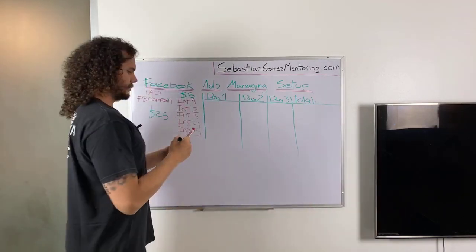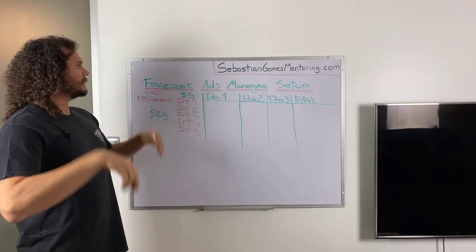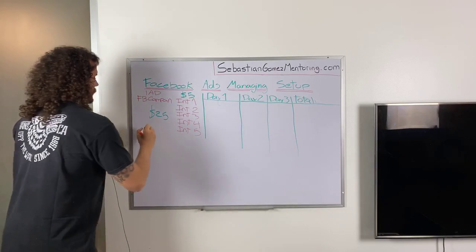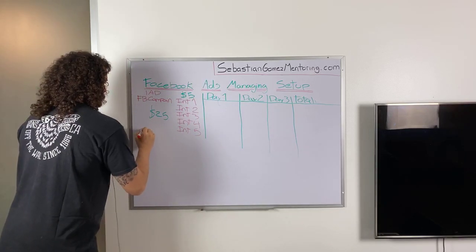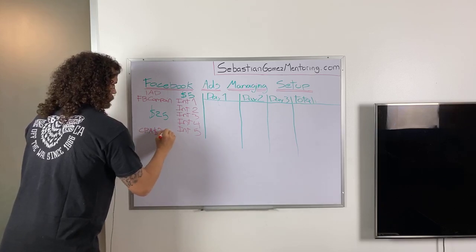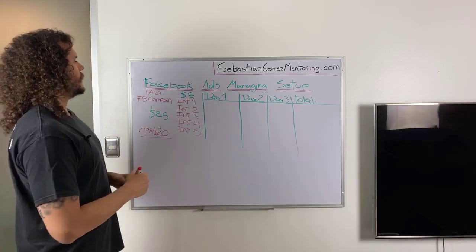Yeah, I make sound effects when I'm working. So let's say that our CPA is $20. That's what we're aiming at. Let's say that we started running traffic.